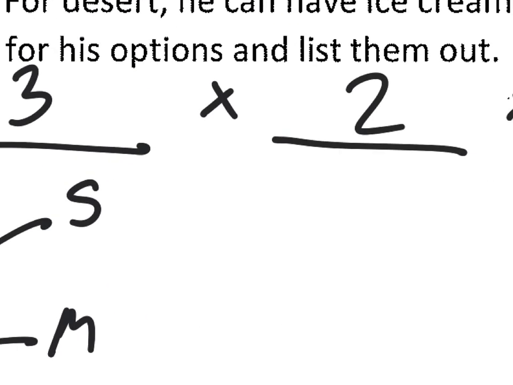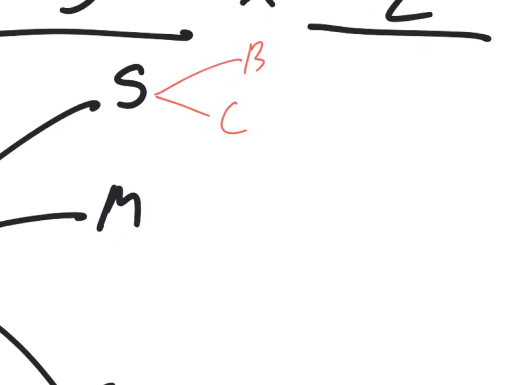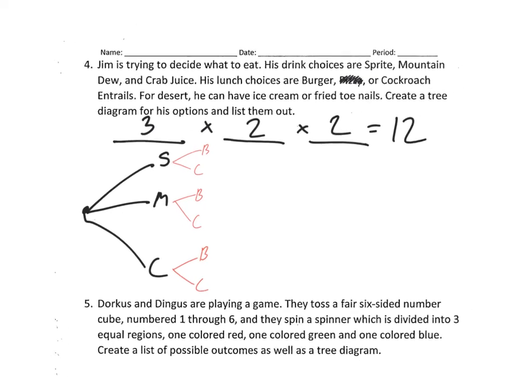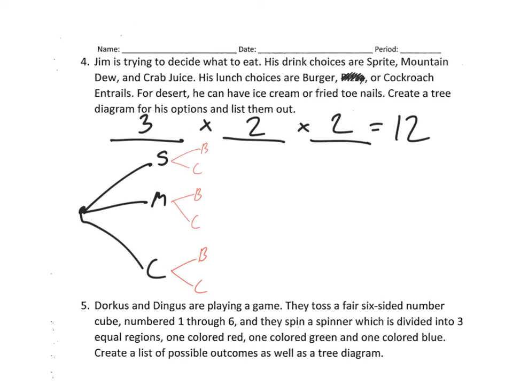So from here, I'm going to go ahead and change colors for this part. We could either have a burger or we could have ourselves a nice crunchy cockroach. Same thing here. Burger, cockroach. I think the choice is pretty obvious there. From here, burger or a cockroach. Now, we've got our dessert to choose from. We've got ice cream and fried toenails.